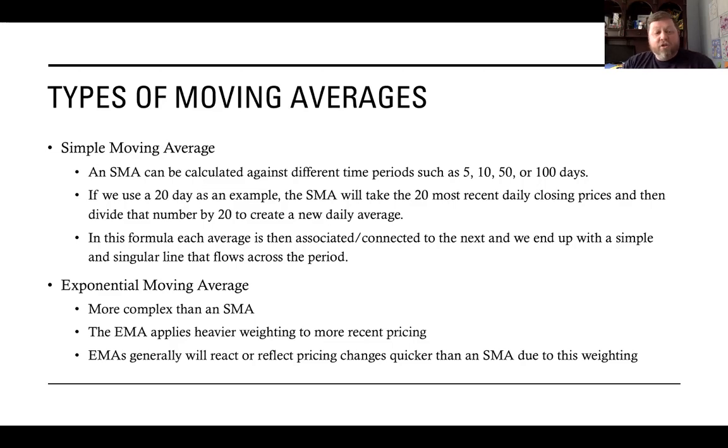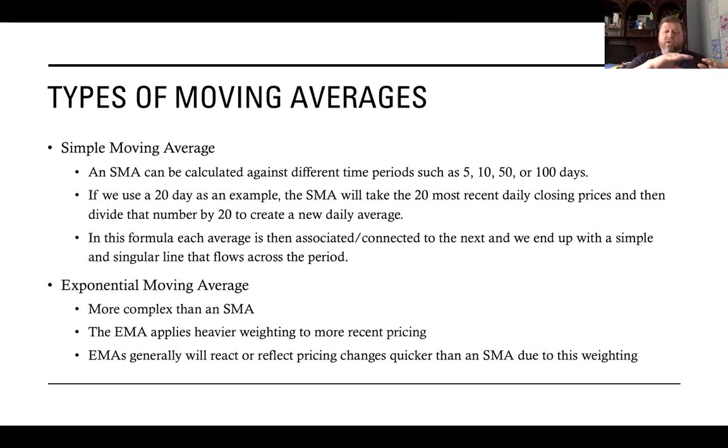A simple moving average is exactly as you would imagine. It's a mathematical calculation that looks at different time periods. This could be 5, 10, 50, or 100 days, or any numbers in between there. And it's going to calculate averages for those days. So to really break it down and make it even easier, let's just use 20 days as an example. The simple moving average will take the 20 most recent daily closing prices and then divide that number by 20 to create a new daily average price. And then that will automatically be charted to get that average daily price and how it's changing over time.